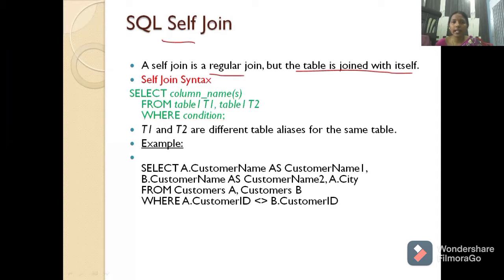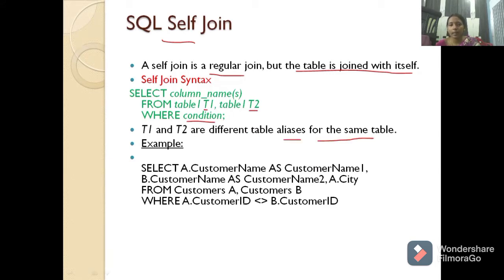So how to write this syntax? Select some column names from table T1, table T2. I'm renaming the table as T1 and the same table as T2. That means it is the same table, but we treat it as two tables, right? If you want to join, we need to have two tables. Yes or no? Now a table is going to join with itself only, so first you have to rename the table as T1 and T2, based on some condition. T1 and T2 are different table aliases of the same table.